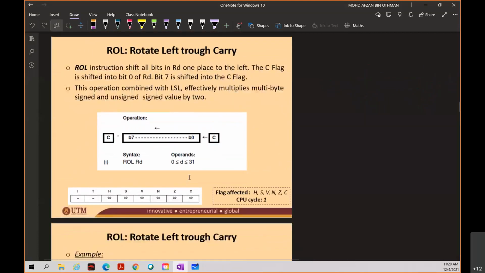Okay, next we have the next instruction. ROL stands for rotate left through carry. This instruction shifts all bits in the destination register one place to the left, which means that you shift all the bits to the left by one bit. And then the C flag is shifted to bit 0 of Rd, and bit 7 is shifted into the C flag. So this is what the ROL does, the rotate left.